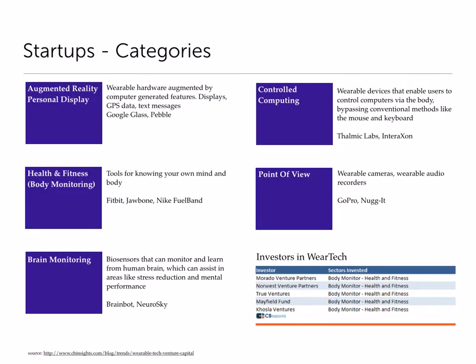So with augmented reality, you've got Oculus Rift, you've got Google Glass, personal display. Pebble is in here because of the personal display. Health and fitness, you've got Fitbit, you've got Jawbone. Brain monitoring, you've got BrainBot, NeuroSky, controlled computing, Thalmic Labs, and also interaction. Interaction is interesting because Ashton Kutcher has actually invested in them. And point of view with GoPro. And so the investors in wearable tech, and these are just a few of them, but you've got Khosla, which is down the street on Sand Hill, Mayfield Fund. They actually have a fellowship here at Stanford, the Mayfield Fellowship, and True Ventures and a few others there.